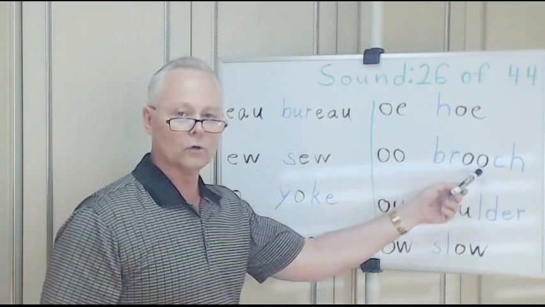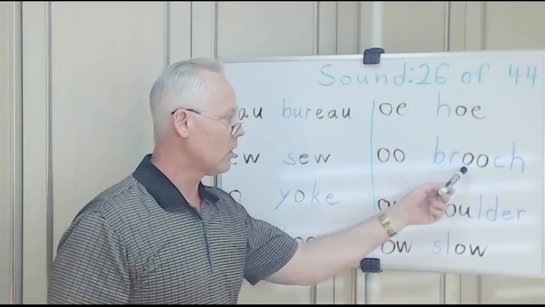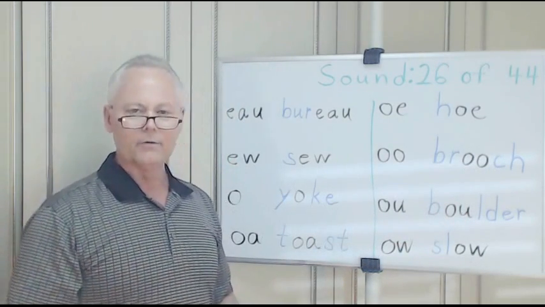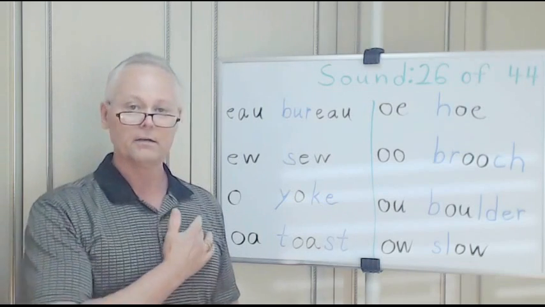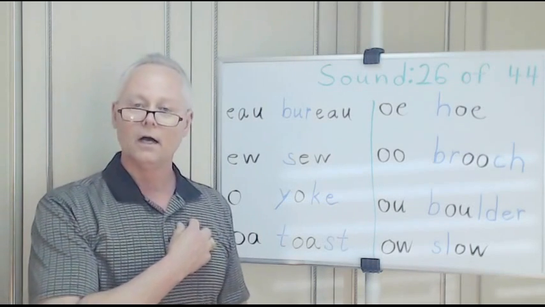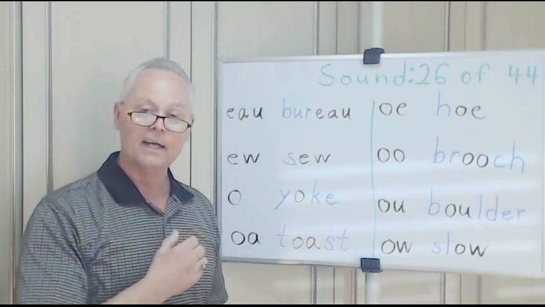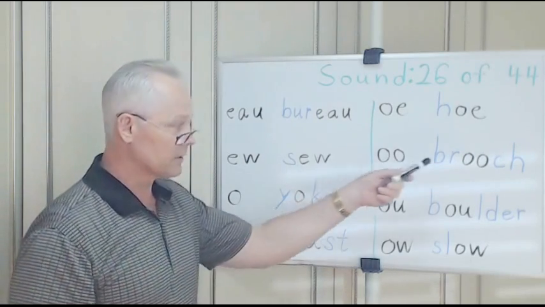How about a brooch? B-R-O-O-C-H, brooch. You know what a brooch is? Have you ever seen a lady with a decorative piece of jewelry on her jacket or on some top that she's wearing? It's called a brooch, and that's how it's spelled.